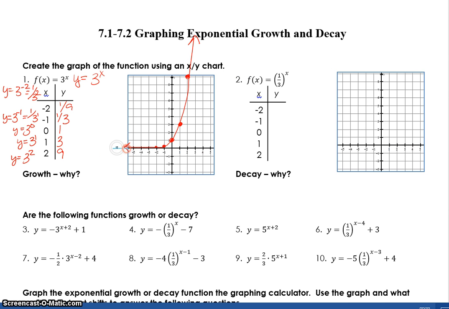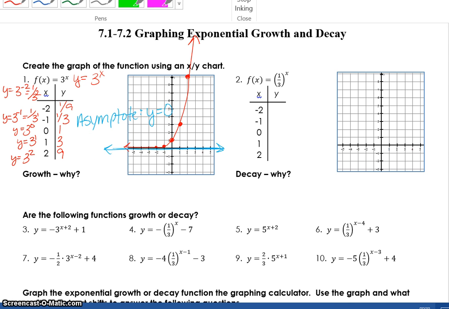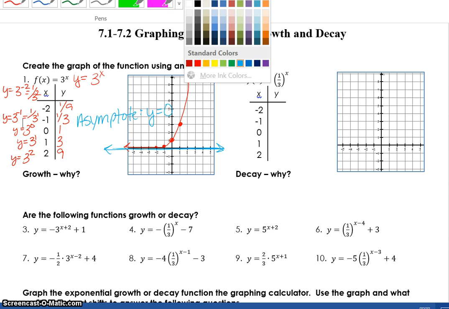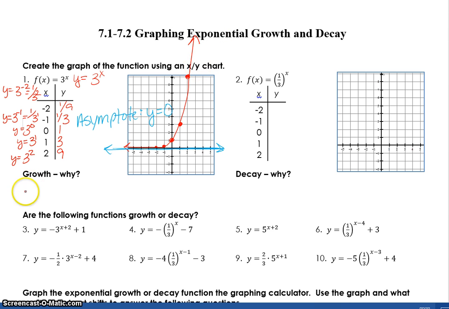So we call this line that this graph is never touching, it's hard to see, but it's never going to touch that line. It's just going to get closer and closer to it, and that is called the asymptote. So this has an asymptote right here at y equals 0, because the graph over here gets closer and closer to that. So why is this called exponential growth? Because it is growing up fast. It is going up fast.